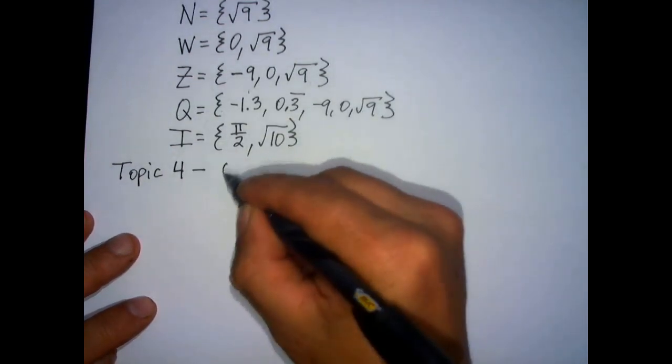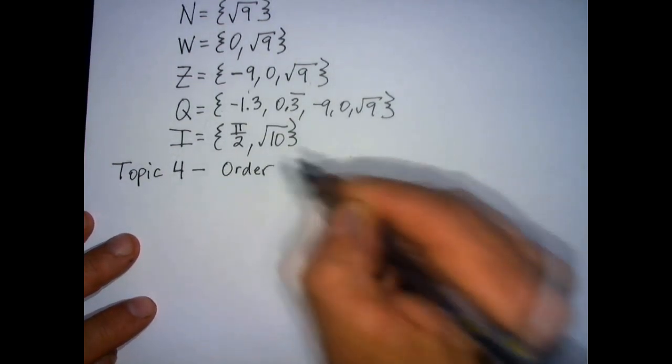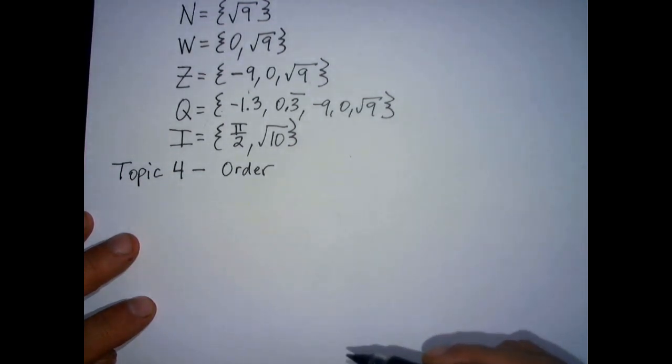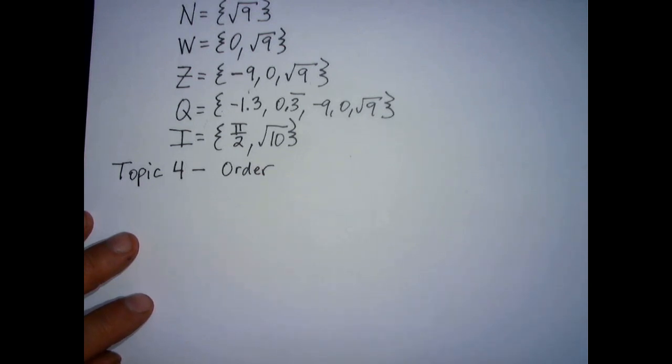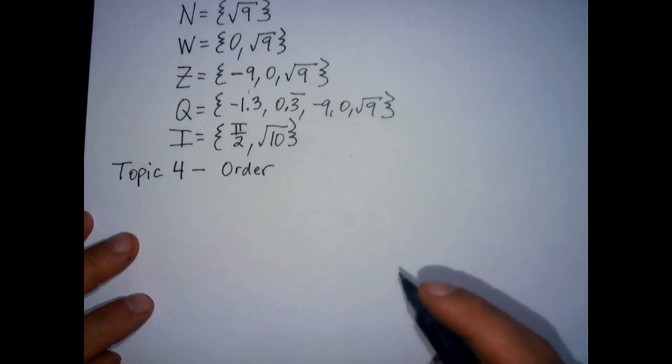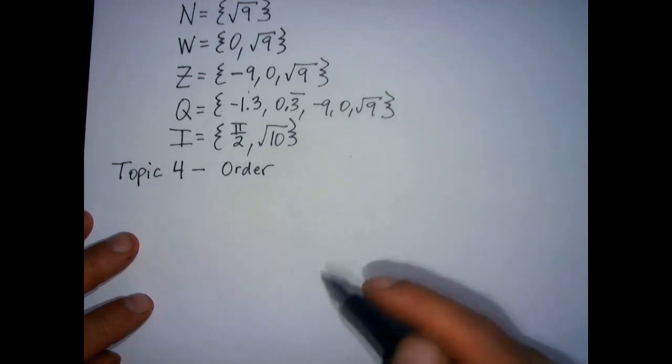Topic 4 is order. What do I mean by order? All the numbers are ordered.